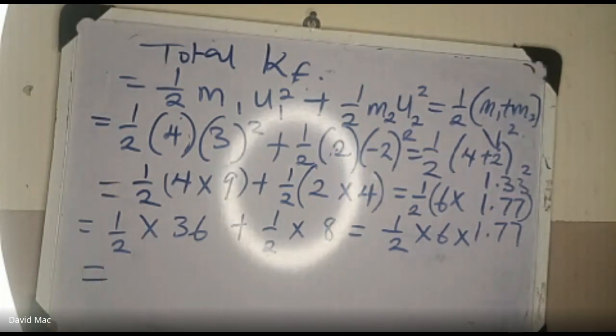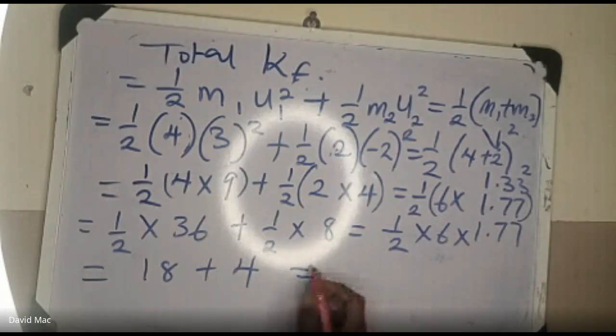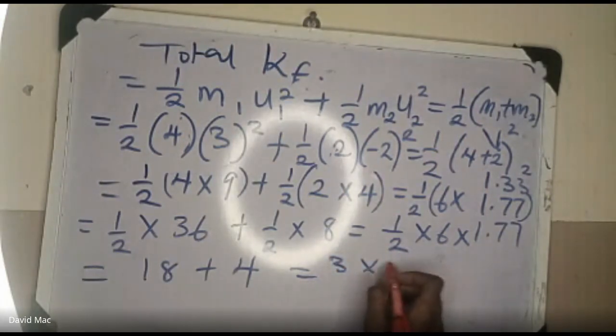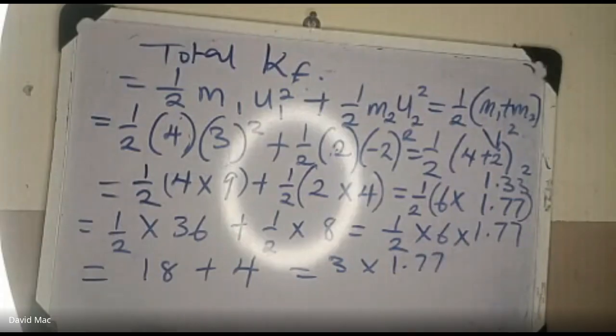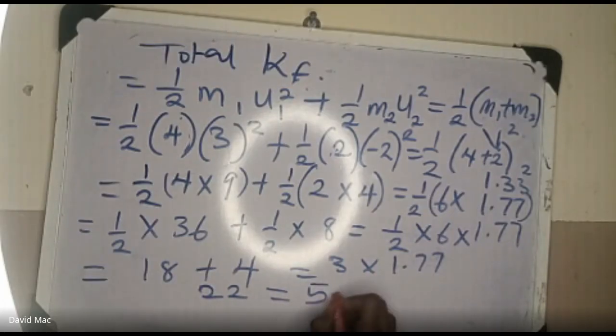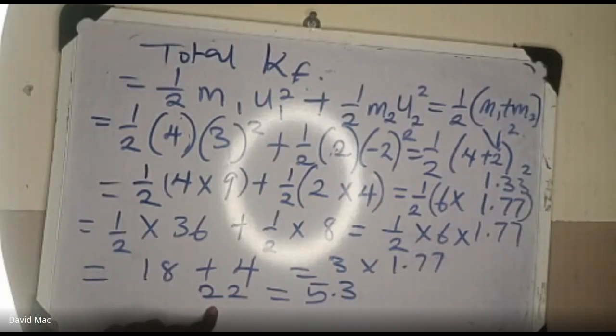What is 1 over 2 of 36? 18. Plus what is 1 over 2 of 8? 4. Is equal to 1 over 2 of 6, which is 3. 3 times 1.77. 18 plus 4 is what? 22. It's equal to 5.3. 3 times 1.77 will give us what? 5.3. Now, this is the total kinetic energy before collision. This is it here, 22. And this is the total kinetic energy after collision, 5.3.